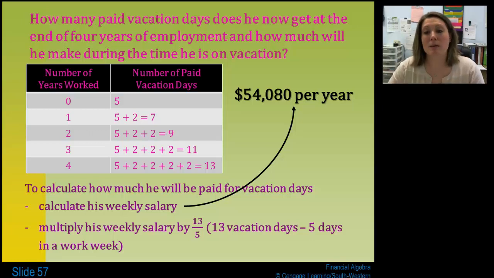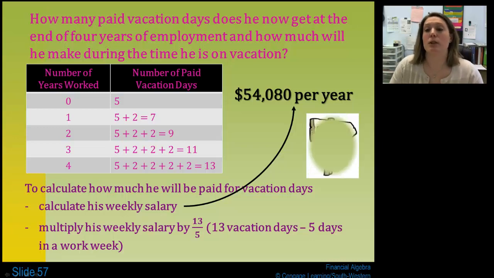So you multiply his weekly salary, which is 54,080 divided by 52, get that answer, and multiply that by 13 over 5, which comes out to be 2.6. And you will figure out how much he is paid while he is on vacation. So not even having to be at work, he took vacation days, and he'll get paid a certain amount of money. So go ahead and finish this question in your notes, please.